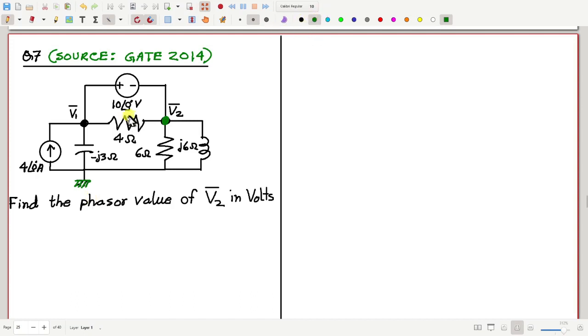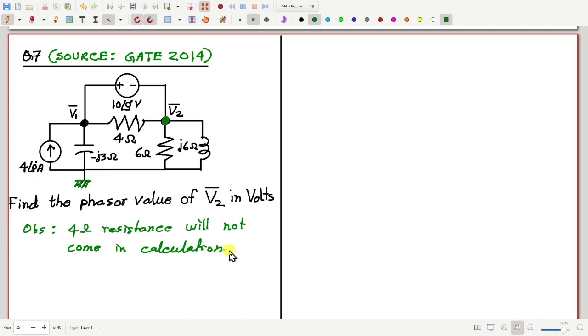This observation is that the 4 ohm resistance has no significance. I mean, it will not come into the calculation. Yeah, very good. So that is one thing you can do. Okay, very good.